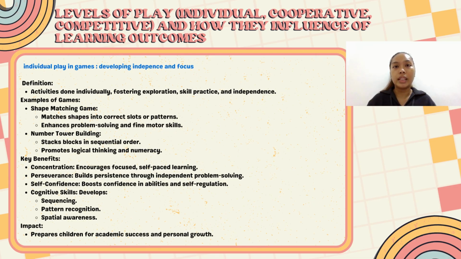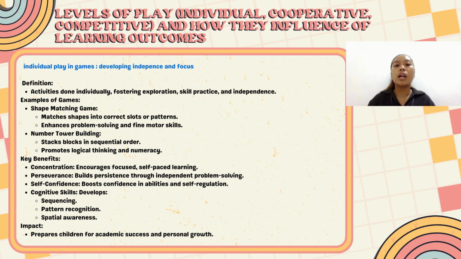Individual play refers to activities in which children participate alone, allowing them to explore, practice skills, and gain independence. Shape matching game and number tower building are ideal for solo play since they encourage concentration, involvement, and self-paced learning. In the shape matching game, a child works independently to locate and place a form into the appropriate slot or pattern. This activity helps children develop problem-solving abilities by analyzing the shape and its location. It also improves fine motor abilities through physical manipulation of things.